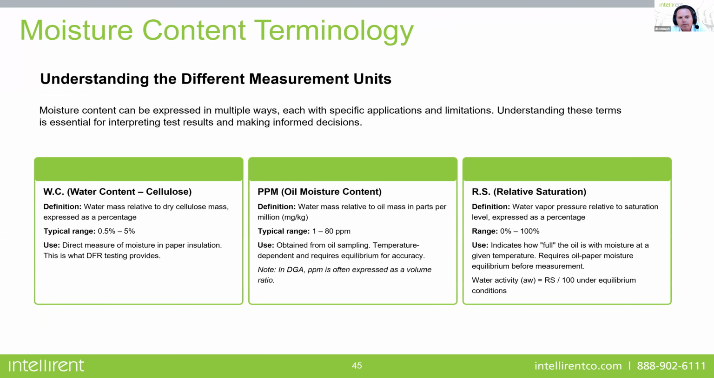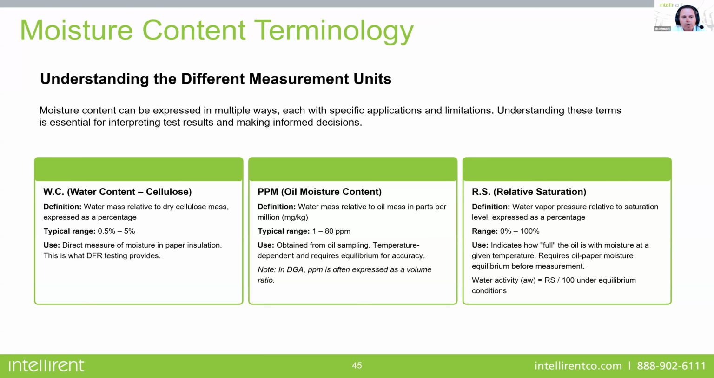So overall, there are three main methods to figure out how wet your paper is, because if you have wet paper insulation, the life expectancy goes down tremendously. It also depends on how hot you run your transformer. So the goal is to keep it dry, because you want to keep the life expectancy as long as possible.